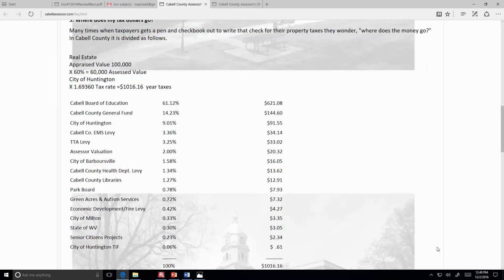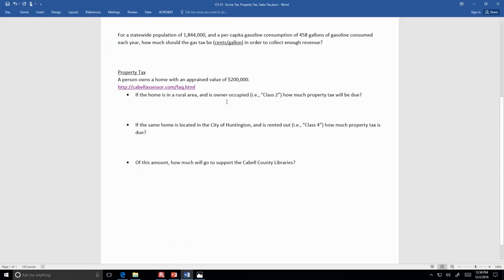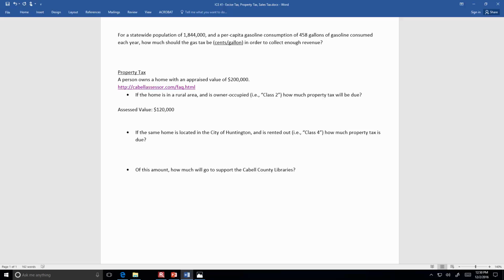The answers for this one: if your home is in a rural area, the assessed value is going to be $120,000. Well, regardless of where it is, that's the assessed value. And then the property tax that's due will be $1,648.32. Anybody else get that same amount?